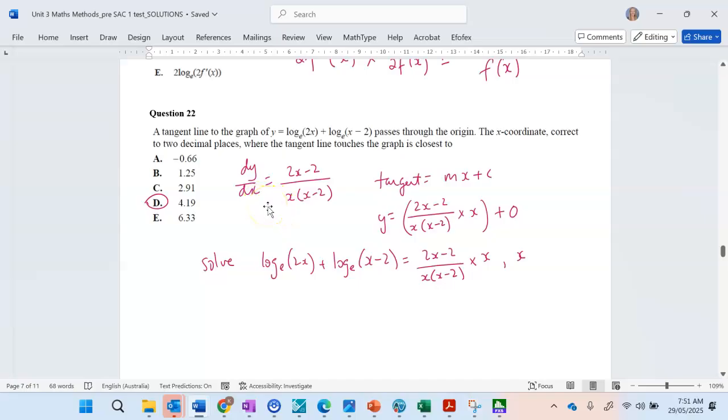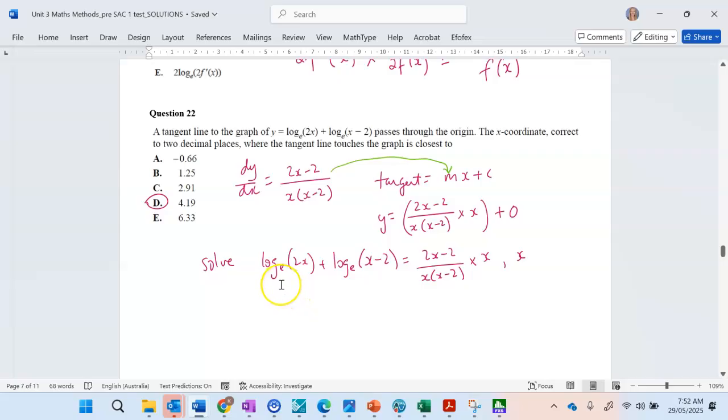When you see tangent, your tangent line is y equals mx plus c. So your gradient is the same as the gradient function, the derivative. That's the relationship between your tangent and your gradient. So you can see I've substituted that in here for m. And because it goes through the origin, your y-intercept, your value of c, is 0.